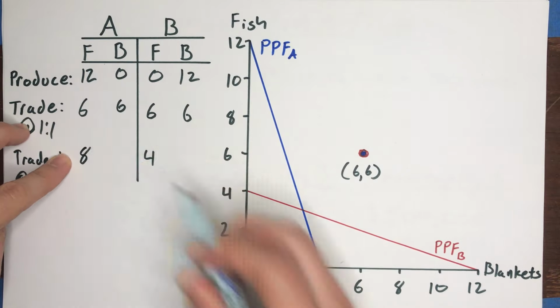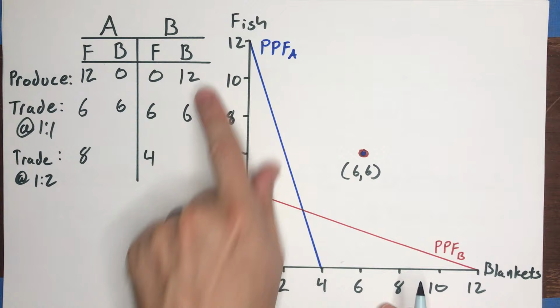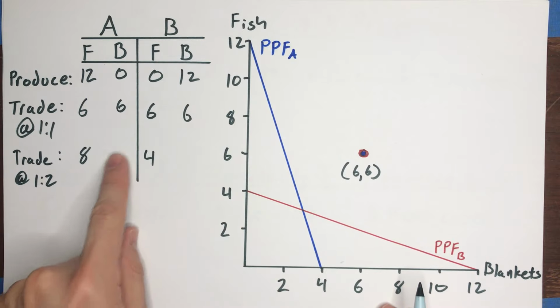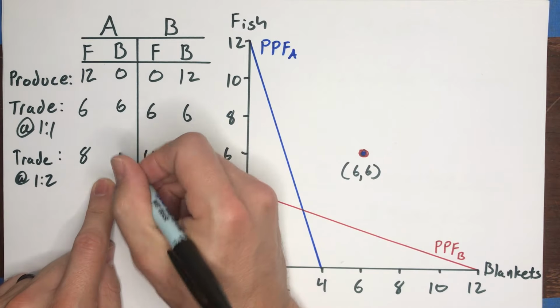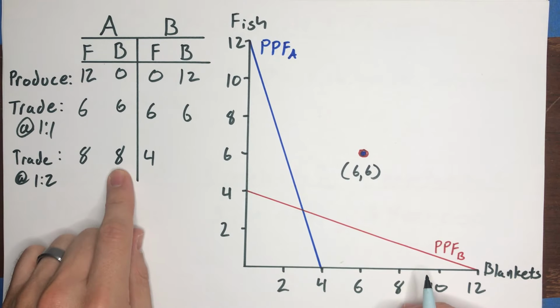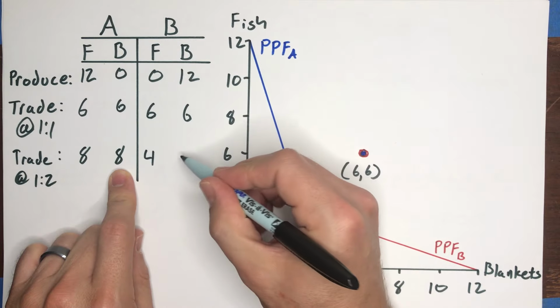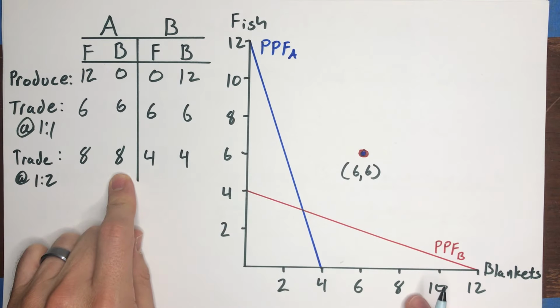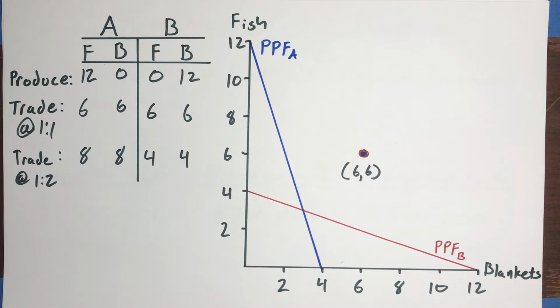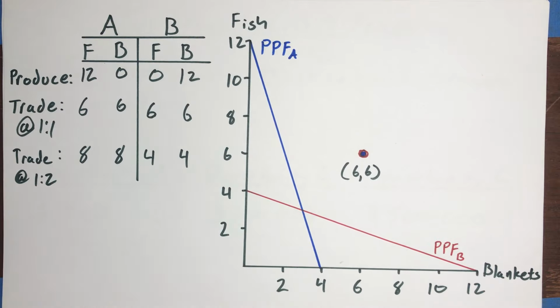She's left with 8. Bob has to give her back 2 blankets for every 1 fish she trades to him. And so that means 8 blankets will go from Bob's blanket column to Alice's blanket column. And if he's traded 8 blankets away to her, then he is left with 4. 12 minus 8 is 4. Okay, so now notice that they're no longer receiving the same consumption bundle that they were before.